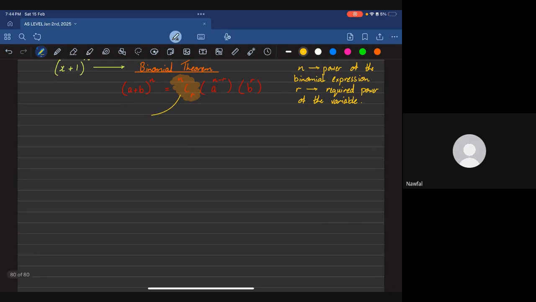So for example, wait, I should use a lighter shade. I can't even see myself.